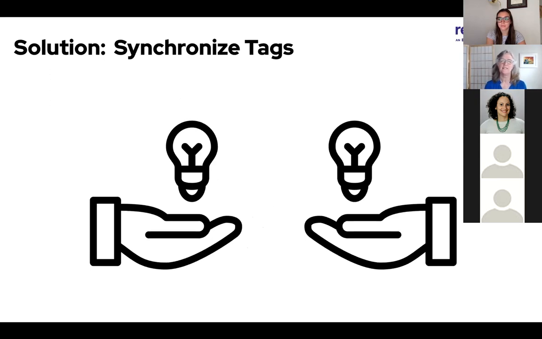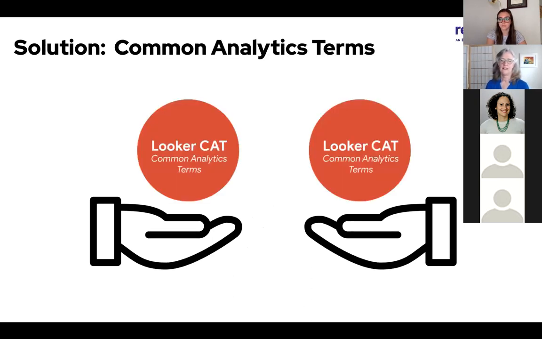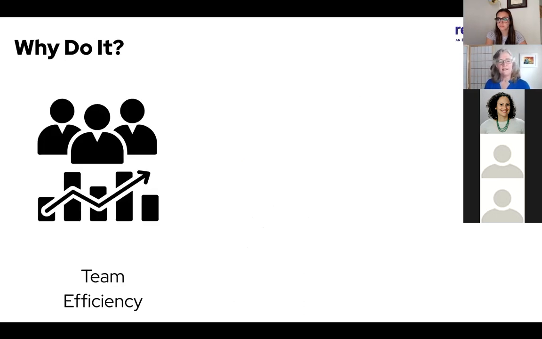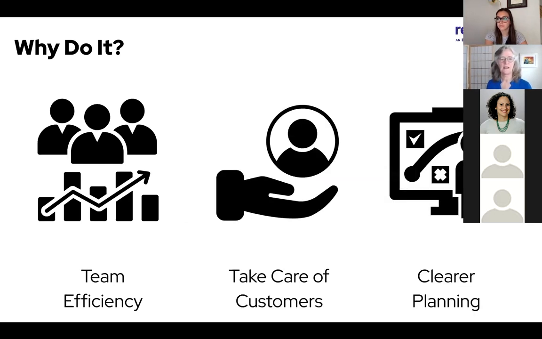And the answer is to synchronize your tagging so that you're talking about exactly the same idea in both places. So we're doing that. Back when I was in support, this was an idea I had. I called it the Common Analytics Terms, and that quickly became CATs, and people just talk about CATs. The idea is that it's going to help team efficiency. That's the thing we can measure.